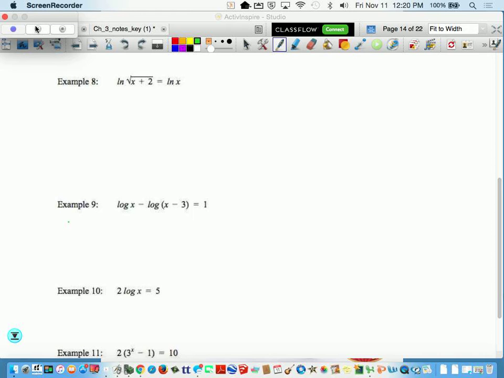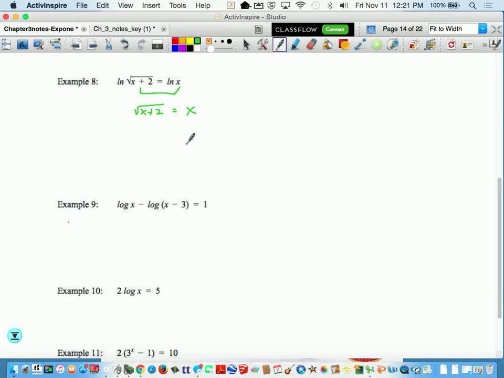So on example 8, we have actually the one-to-one setup, right? They do the ln on both sides. So we can set these two things equal to each other. So I can bring out the square root of x plus 2 equal to x due to the one-to-one property. So you're going to square both sides. I get x plus 2 is equal to x squared.